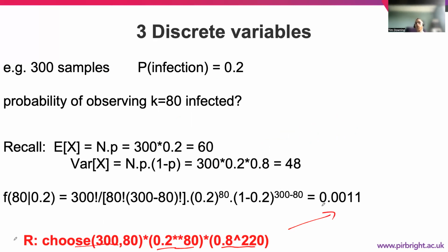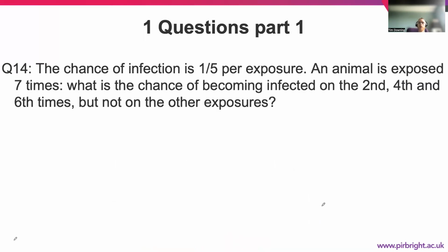So therefore, we can move on to other questions that link to binomial probability problems. For example, to continue this, our chance of infection is 1/5 per exposure, and an animal is exposed 7 times. What's the chance of becoming infected on the 2nd, 4th, and 6th time, but not on the other exposures?